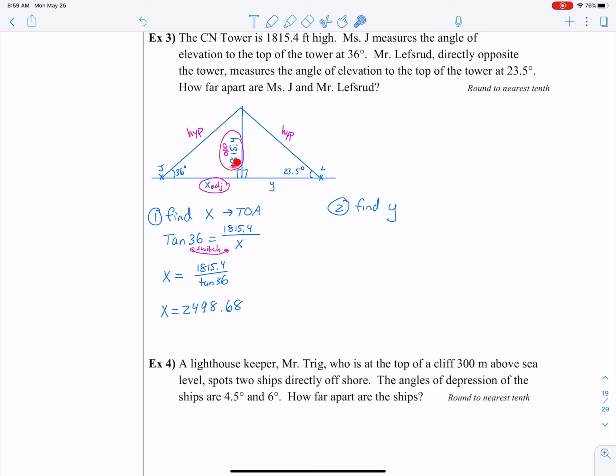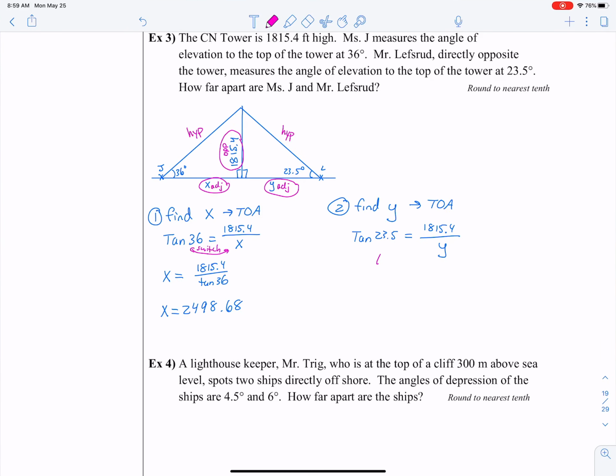This is still opposite, so I can leave that because there's the angle there and it's still opposite there. And then this is adjacent. So I have adjacent and opposite, so I'm doing another tan. Still TOA. This time I have different numbers that I'm going to use. I have tan of 23.5 is equal to opposite, which is 1815.4 over adjacent, which is y.